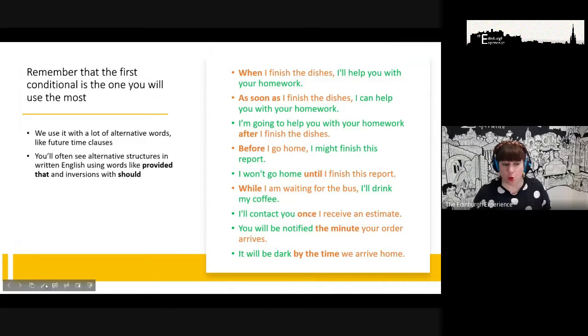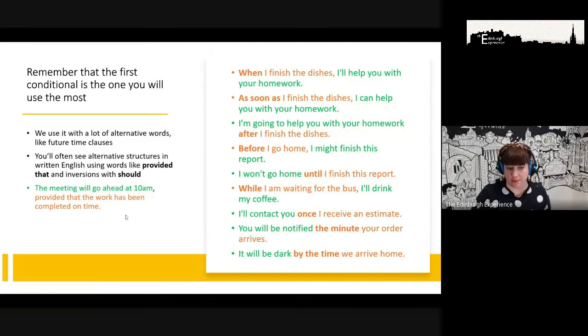You'll also see the first conditional used a lot with alternative structures like "provided that" or "should" with an inversion, and you'll see that more often in formal writing. So if you're writing any emails in English, these are good words to know. For example, the meeting will go ahead at 10 a.m. provided that the work has been completed on time. Okay, I could take away "provided that" and say "if," and it would mean the same thing, but this is much better for the tone and the register of a formal email.